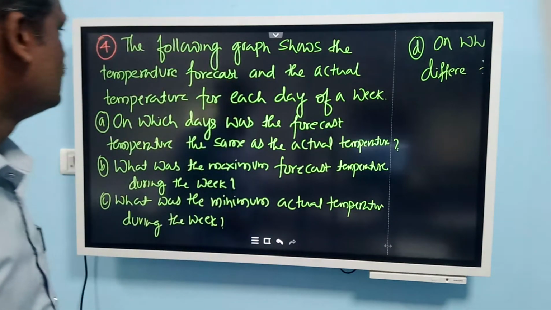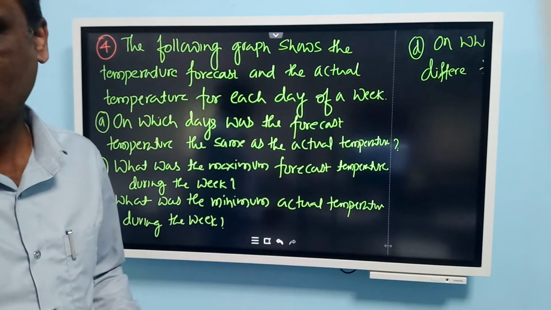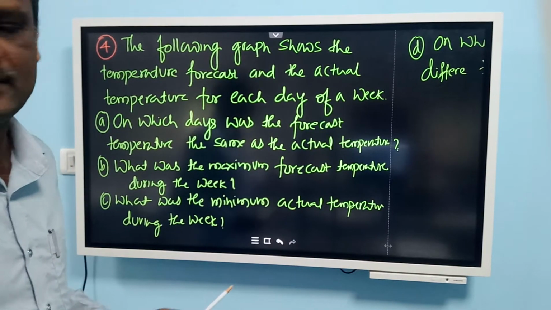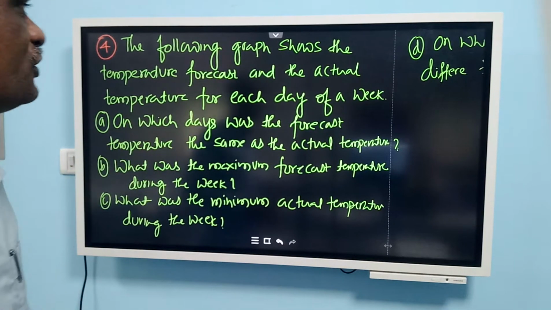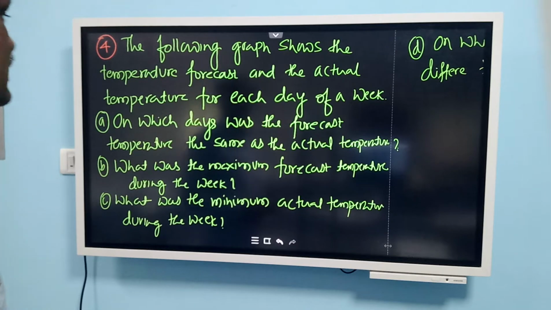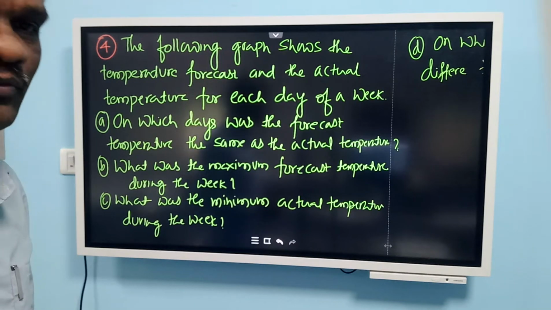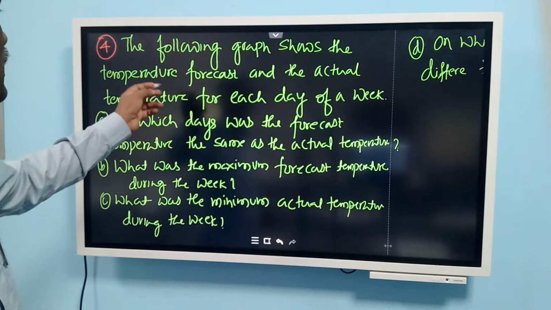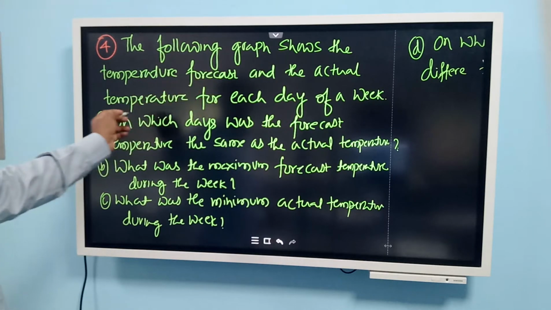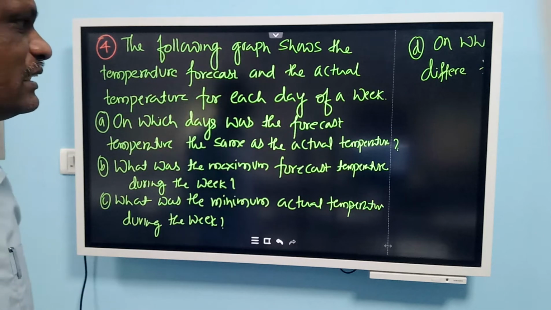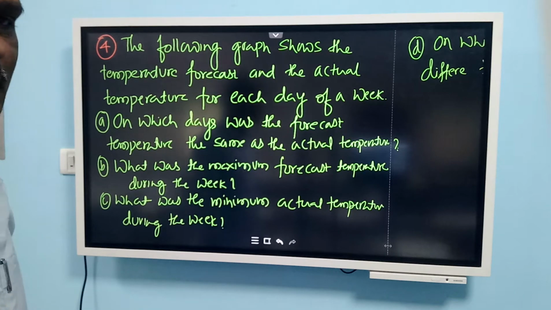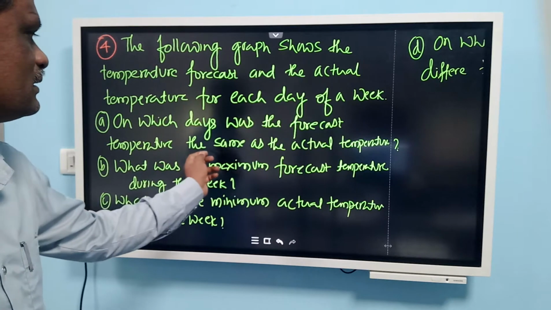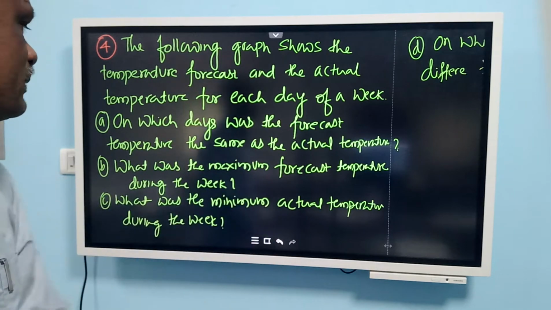Listen here. Question number 4 of this exercise 15.1 is like this. The following graph shows the temperature forecast and the actual temperature. The weather forecast, temperature forecast will be given by the weather department. Temperature forecast and the actual temperature of each day of a week is given there. Now, on which days was the forecast temperature the same as the actual temperature?